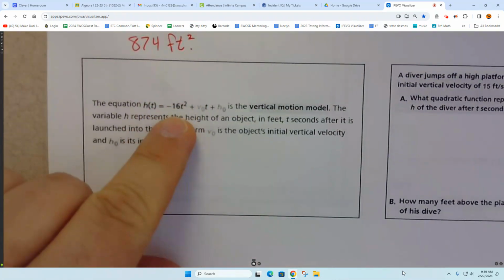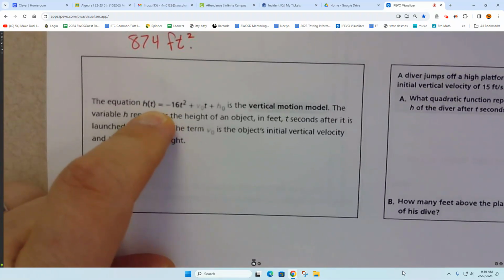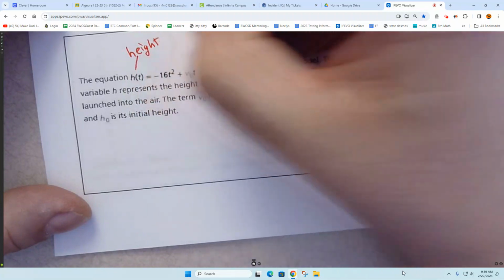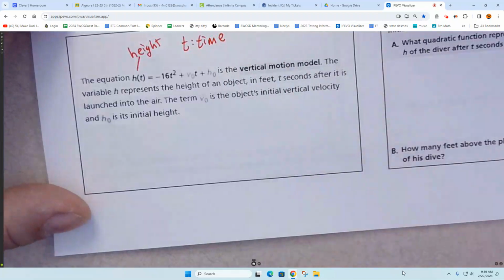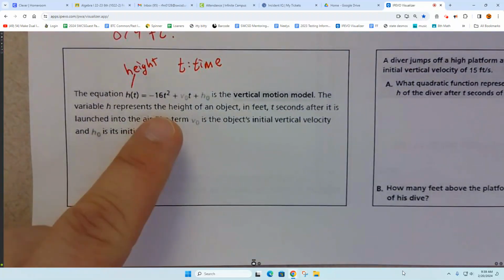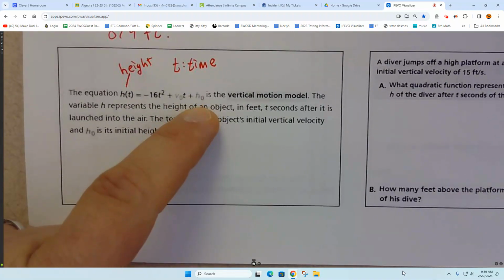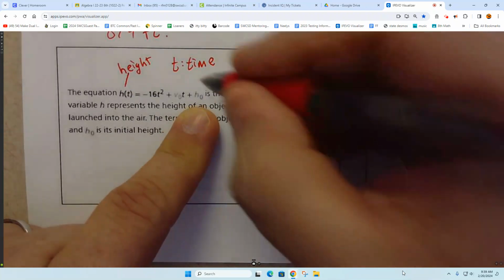Let's talk about the different parts. So they're saying that it's h of t. What do you think h stands for without even reading it? Height. So h of t, that means height. And t is time. You saw that on the paper. Okay. Actually let's do h sub 0. What did we decide h meant? Height. What does 0 usually mean? Zero. Like your start. This is your starting height.